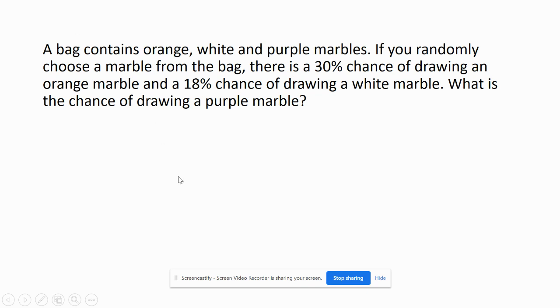There are two types of probability questions that I have not covered, and I want to cover those this week, and that will end our section on probability.